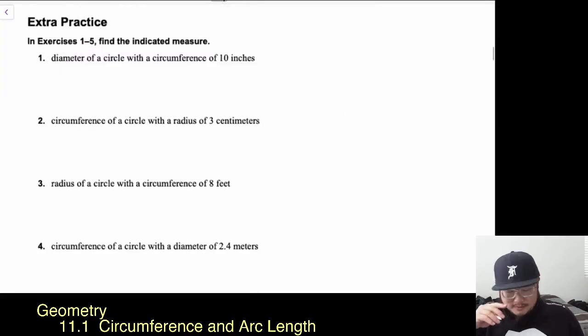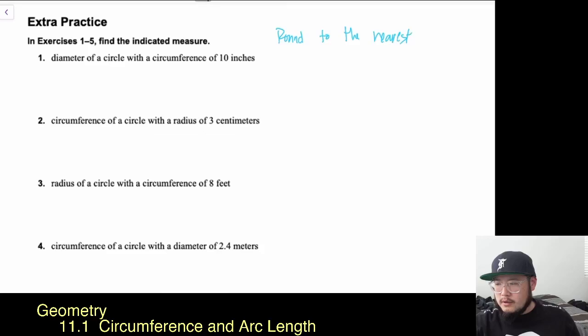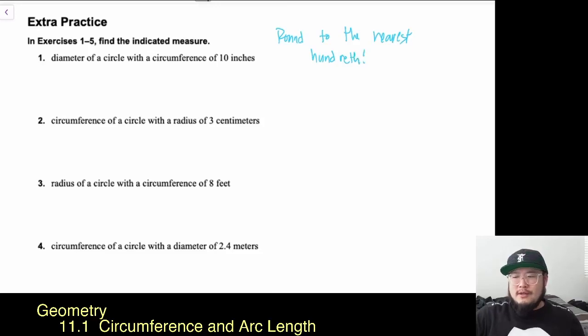As we move on, let's take a look at some of these word questions. All right, they give you some information here, and your goal is to try and find what's missing. One key thing in Big Ideas and in this section and chapter, okay, round to the nearest hundredth. So let's take a look at number 1. It says the diameter of a circle with a circumference of 10. That's what I'm trying to find.